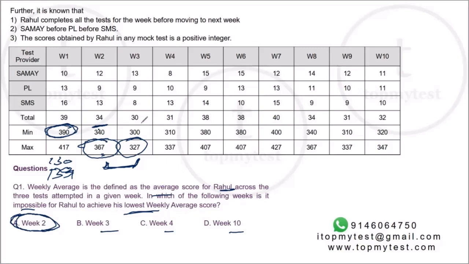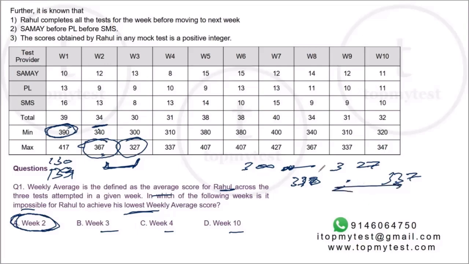But can week 3 be the lowest, between week 3 and week 4? If you look at week 3 and week 4, there's an overlap. Week 3 is 300 to 327. Week 4 is 310 to 337. Now, it can be that week 3 is 300 and week 4 is somewhere here.